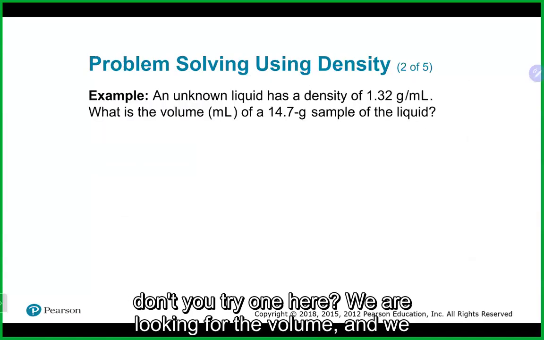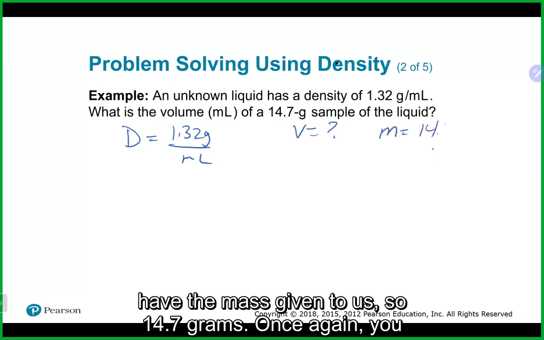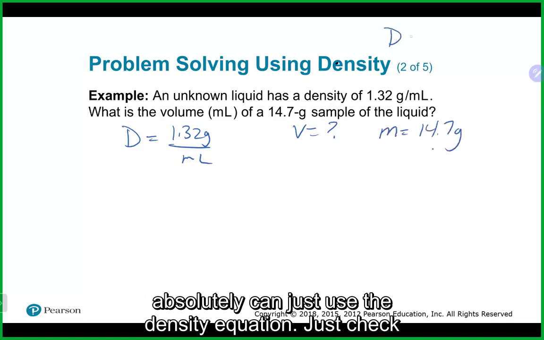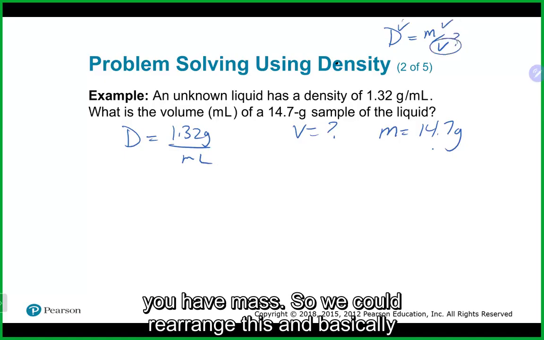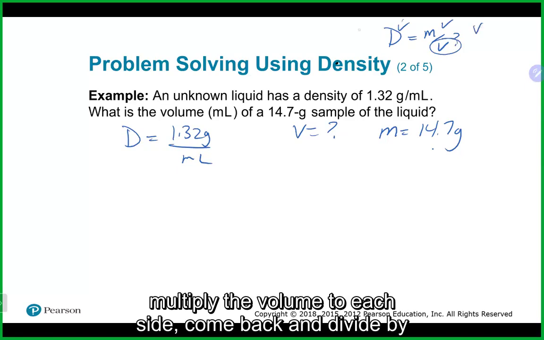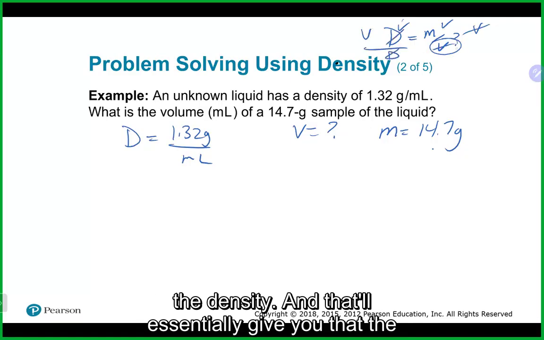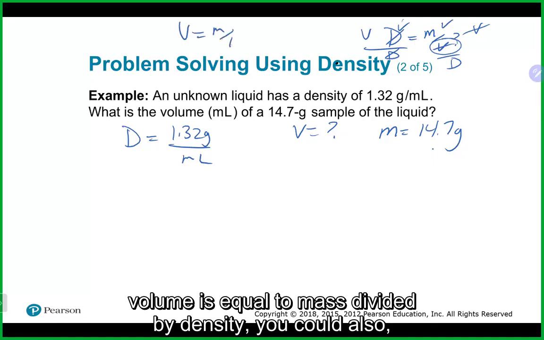All right, so why don't you try one here? We are looking for the volume, and we have the mass given to us of 14.7 grams. Once again, you absolutely can just use the density equation, just check things off. You've got density, you are looking for the volume, and you have mass. So we could rearrange this and basically multiply the volume to each side, come back and divide by the density. And that'll essentially give you that the volume is equal to mass divided by density.